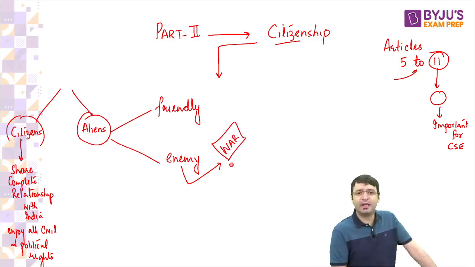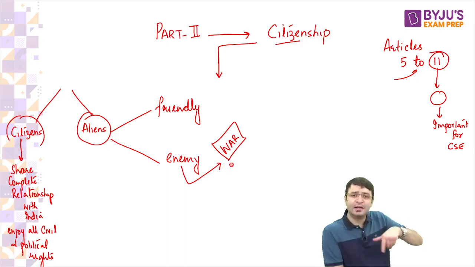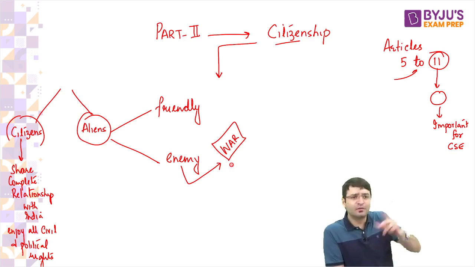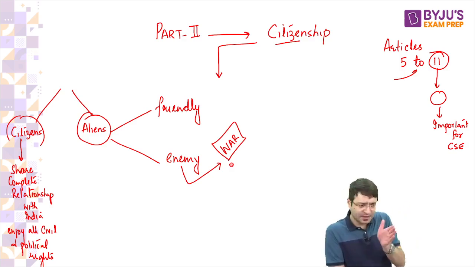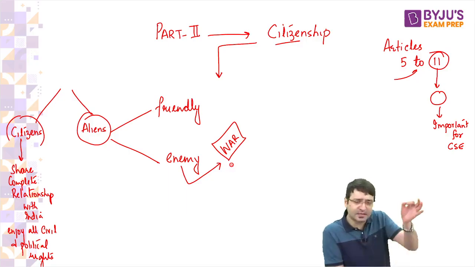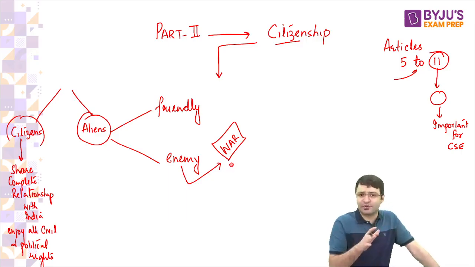So tomorrow, if there is a war between India and China, the citizens of China in India will become enemy aliens. Clear? So all those who are residing within the territory of India, we can break it down into two categories: citizens and aliens. Who are aliens? Foreigners. Who are these foreigners? Either friendly aliens or enemy aliens. Friendly aliens are the citizens of those countries which share good, cordial relations with India. And enemy aliens are the citizens of those countries with which India is at war.